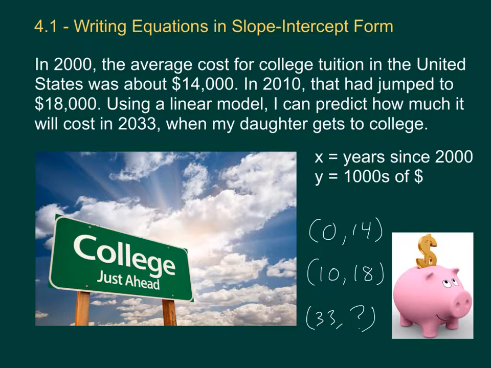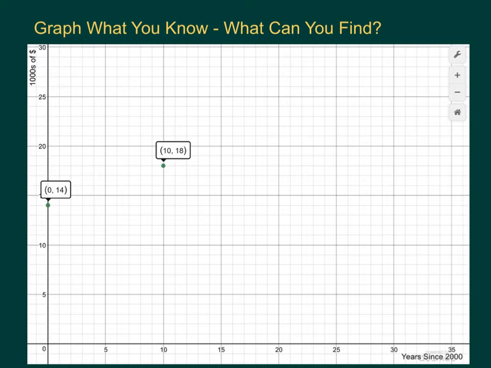All right, so let's see how I can do this now. Where do I start? So the first thing I can do is just graph those 2 points that I found, graph what I know. So I've created this coordinate grid, and I've graphed the points (0, 14) and (10, 18). You can see that I also have the labels of thousands of dollars and years since 2000. So from this, what can I find? Well, I might realize that these 2 points are going to form a line. And I'm not going to draw that in yet.